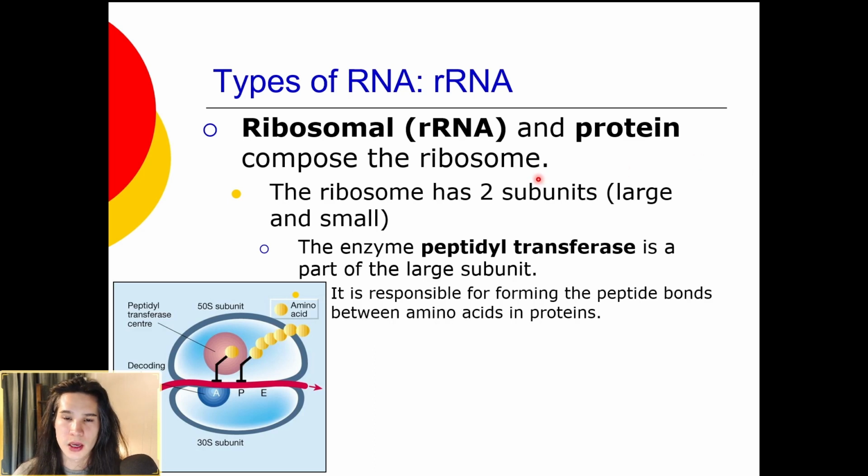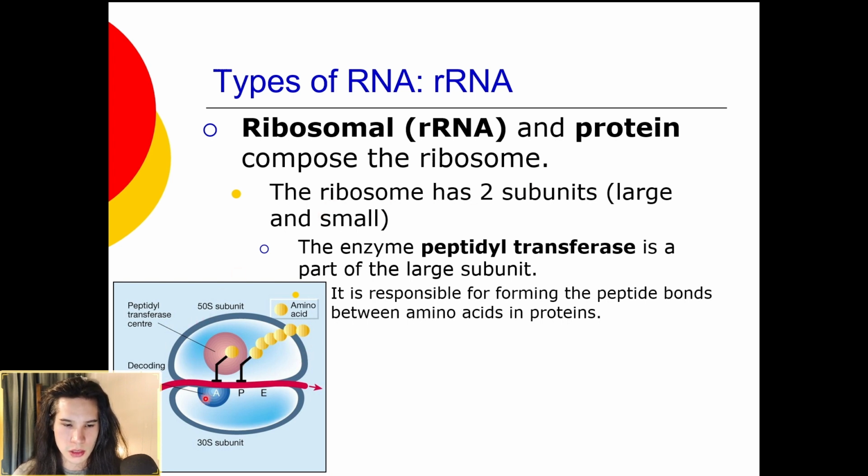So far, we've talked about RNA that codes for stuff, but rRNA is going to be an example of a type of RNA that has a structural component, kind of like proteins. Our ribosomes are actually going to be composed of rRNA, or ribosomal RNA, as well as proteins. So it's a hybrid between rRNA and proteins. Our ribosomes are going to be composed of two subunits: a large subunit and a small subunit.